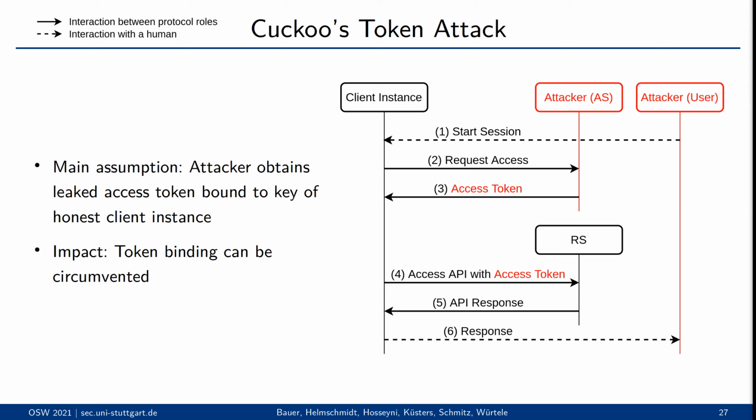And now the problem is that the client instance will use this access token in this session at the resource server. And the resource server now grants access to the resources of that honest user for whom this access token has been issued. So through the client instance, the attacker now also has access to the resources of that honest user.